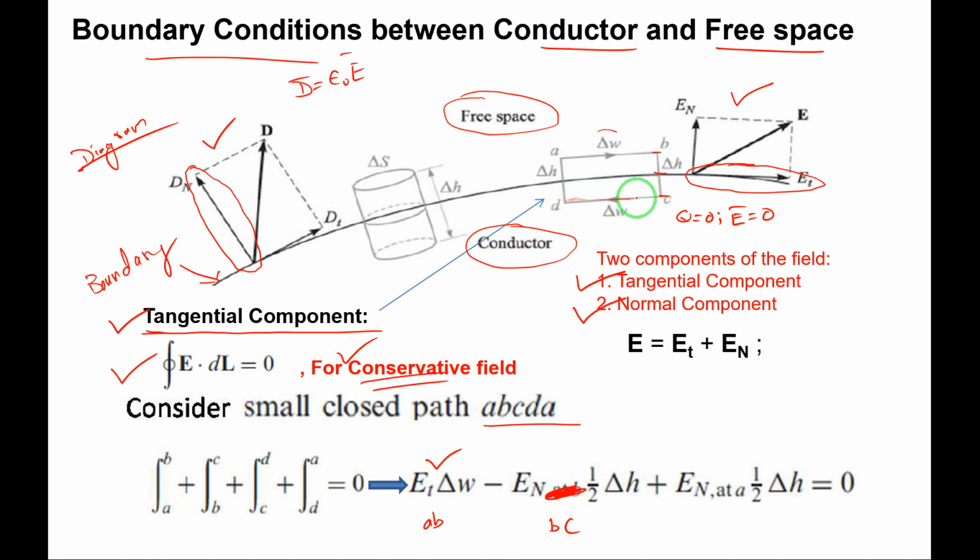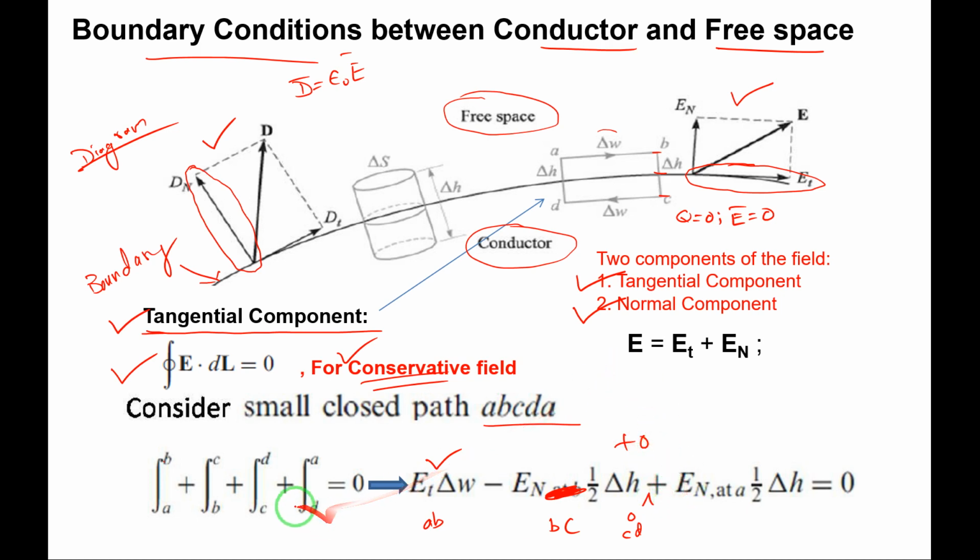Then I will take C to D. If I take from C to D, since the field is 0 within the conductor and charge is also 0, C to D is 0. It is not shown here, so let me write it here: plus 0.